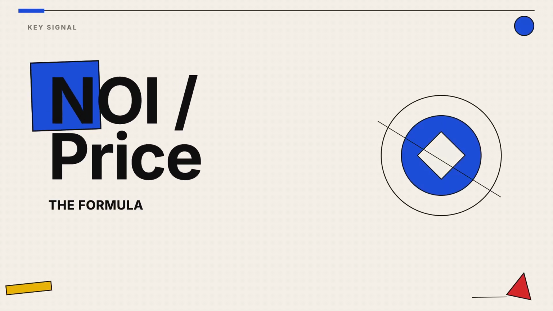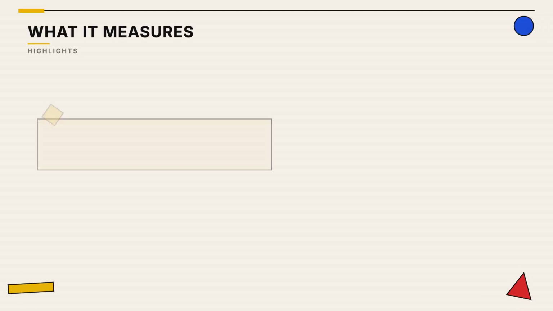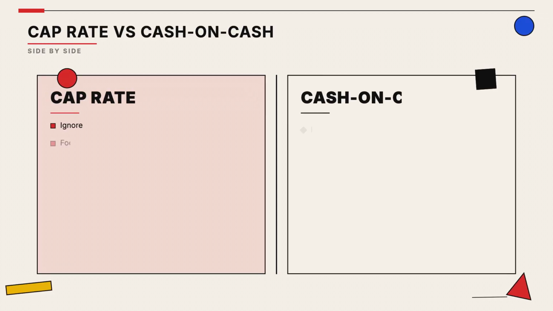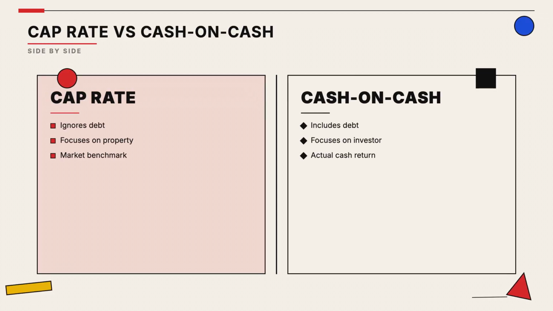To calculate it, take the net operating income, which is your income minus expenses, and divide it by the total purchase price. It tells you the rate of return you might expect if you bought the property in cash, without any mortgage financing involved. While cap rate looks at the property itself, cash-on-cash return accounts for your mortgage payments and your specific down payment.